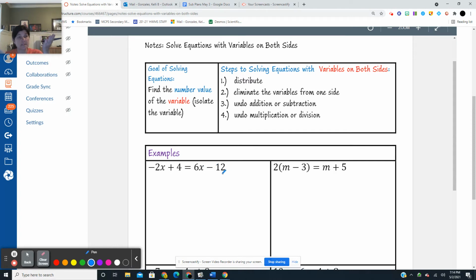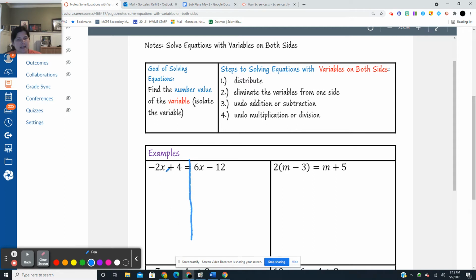So these sides are the same. Our goal is to find out what number could we substitute or plug in for x to make both sides be the same. So I'm going to start like I started last time. We're going to just draw a line down the middle.